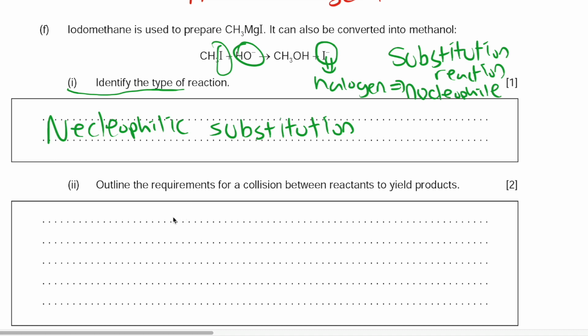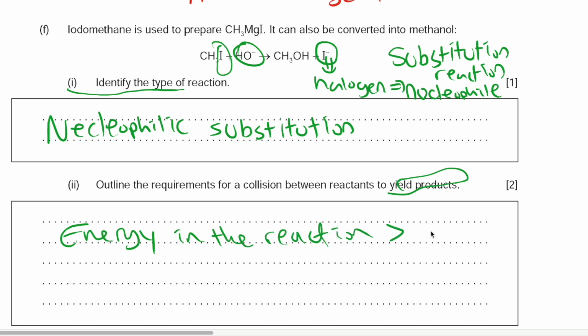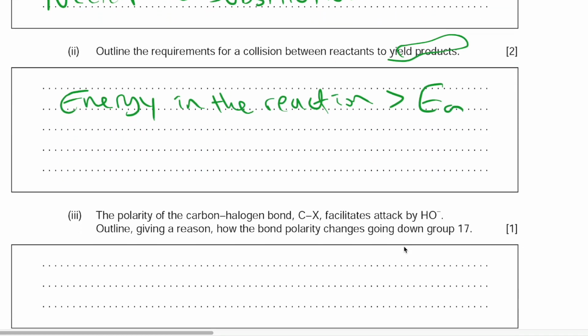Outline the requirements for a collision between reactant to produce product. So basically, the energy in the reaction needs to be greater than the activation energy. So this is the requirement for collision.